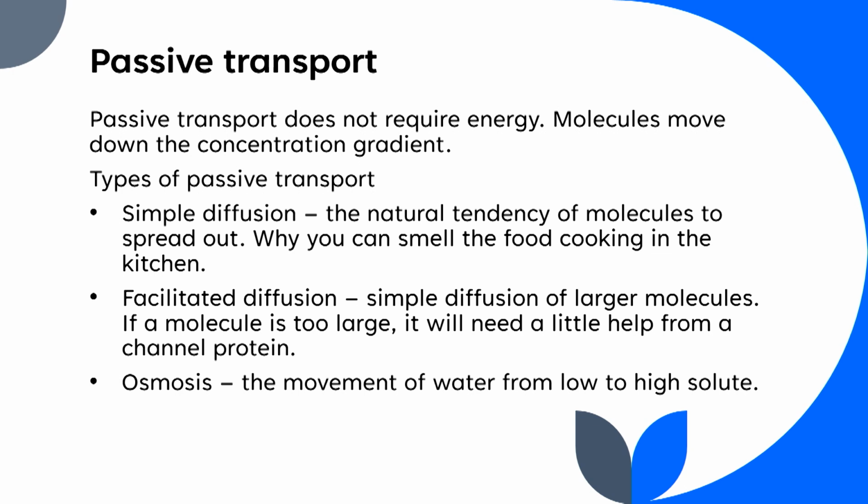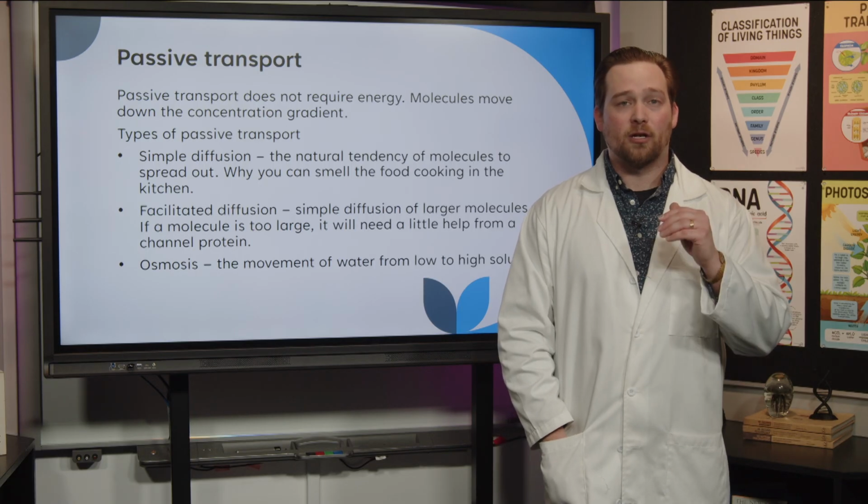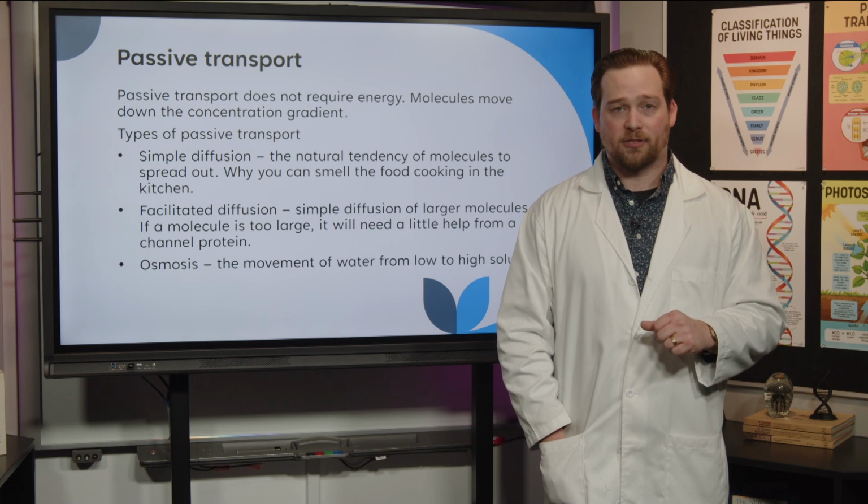In facilitated diffusion, this is still moving down the concentration gradient, just like simple diffusion, but usually this is with large molecules, and the molecule is too big to go through the cell membrane on its own. So instead it will use a channel protein, okay? And then lastly, another type of passive transport is osmosis. Osmosis is the movement of water from low to high solute. And we're going to talk about osmosis in a good bit of detail here on the next couple of slides.